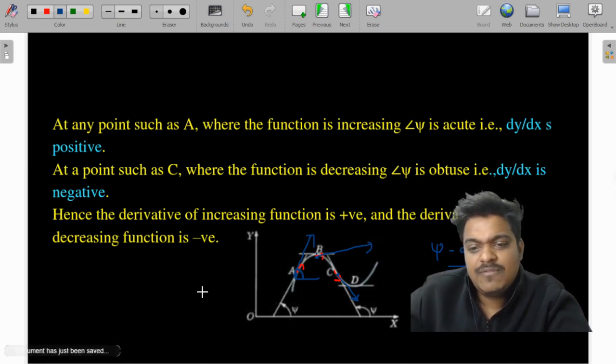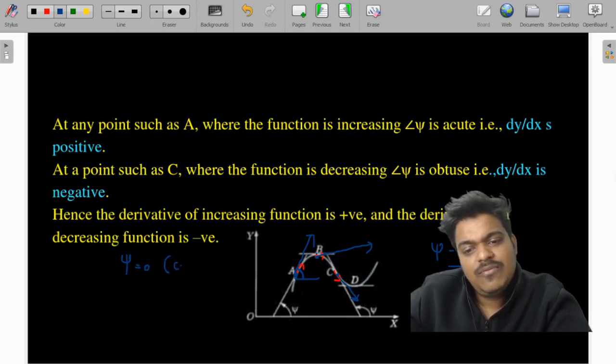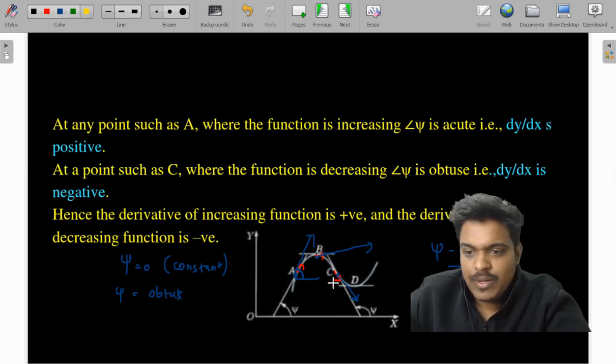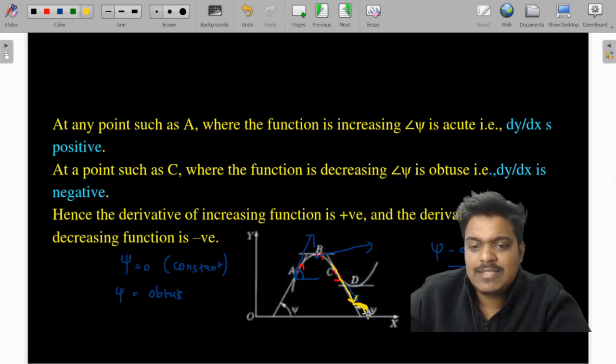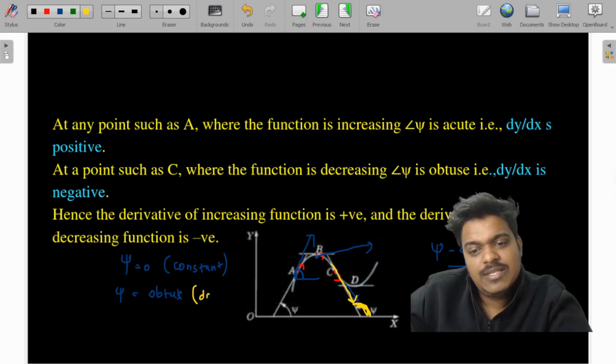If the value of psi is equal to 0, it means the function is constant. And if the value of psi is obtuse, for example, I'll show you here. Suppose this is your tangent at C. Now this tangent is making an obtuse angle with the x-axis. So that is why if your psi is obtuse, the function is decreasing.